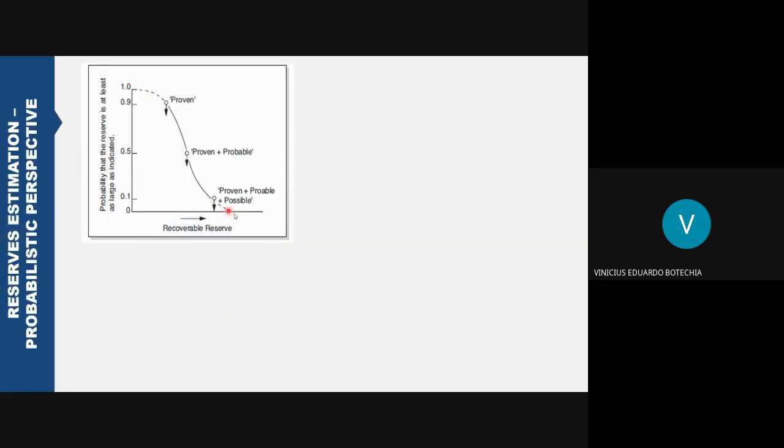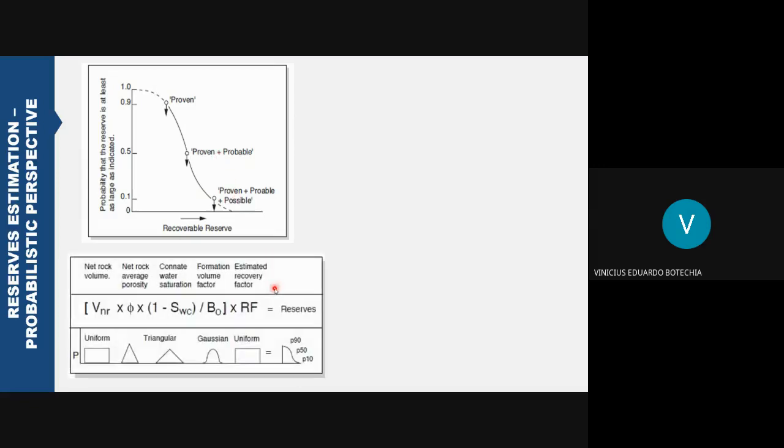As I showed, this is an example of a risk curve, and here we have the 3%. You have the proven plus probable, and the proven plus probable plus possible, right? Generally you don't say it like that. You just say proven, probable, and possible reserves. This is an example from the book of the estimated reserve.